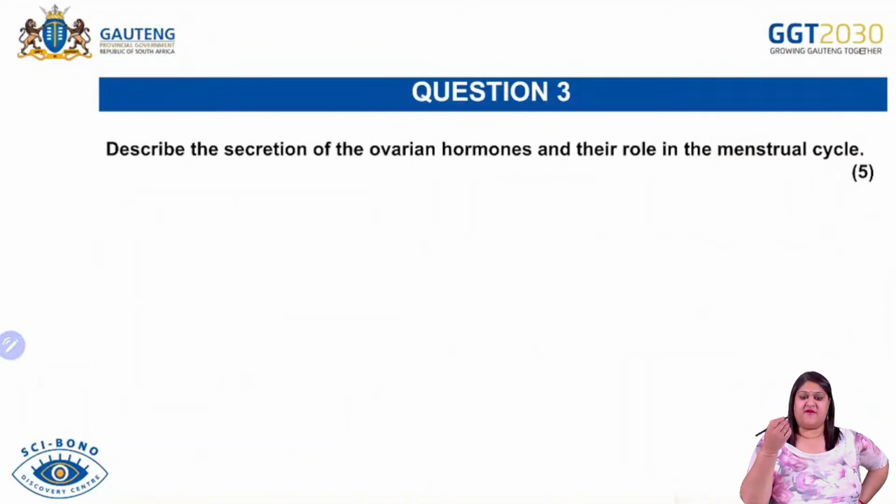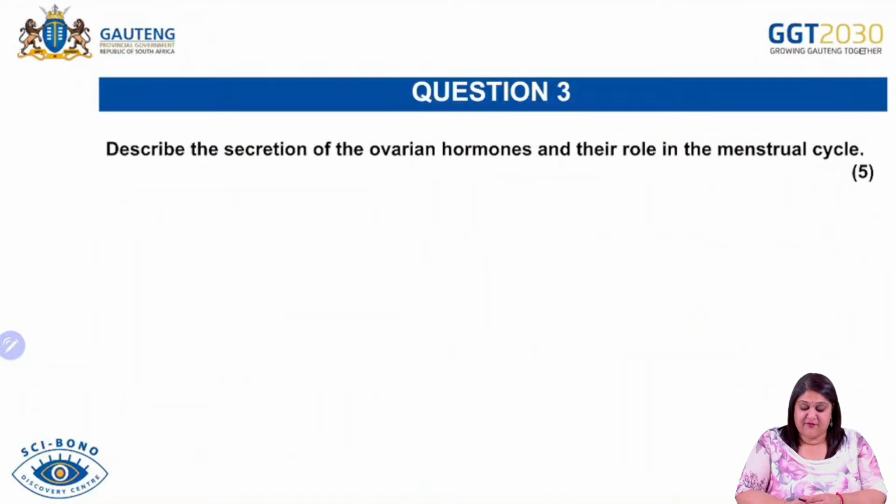So when you do have a question like that, you need to explain that the progesterone level is high. First, you need to say hormone A is FSH. The progesterone level is high, which means it's going to inhibit FSH, and that's how you must explain it in a cause and effect manner.